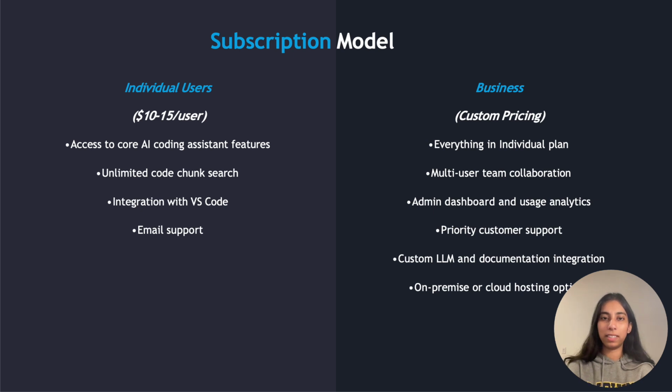We offer two flexible plans. The Individual plan is $10 to $15 per user. Ideal for developers and students, it includes unlimited code search, VS Code integration and email support. The Business plan, which is custom pricing, is built for teams, and adds collaboration, admin tools, priority support and options to use internal docs or custom AI models.